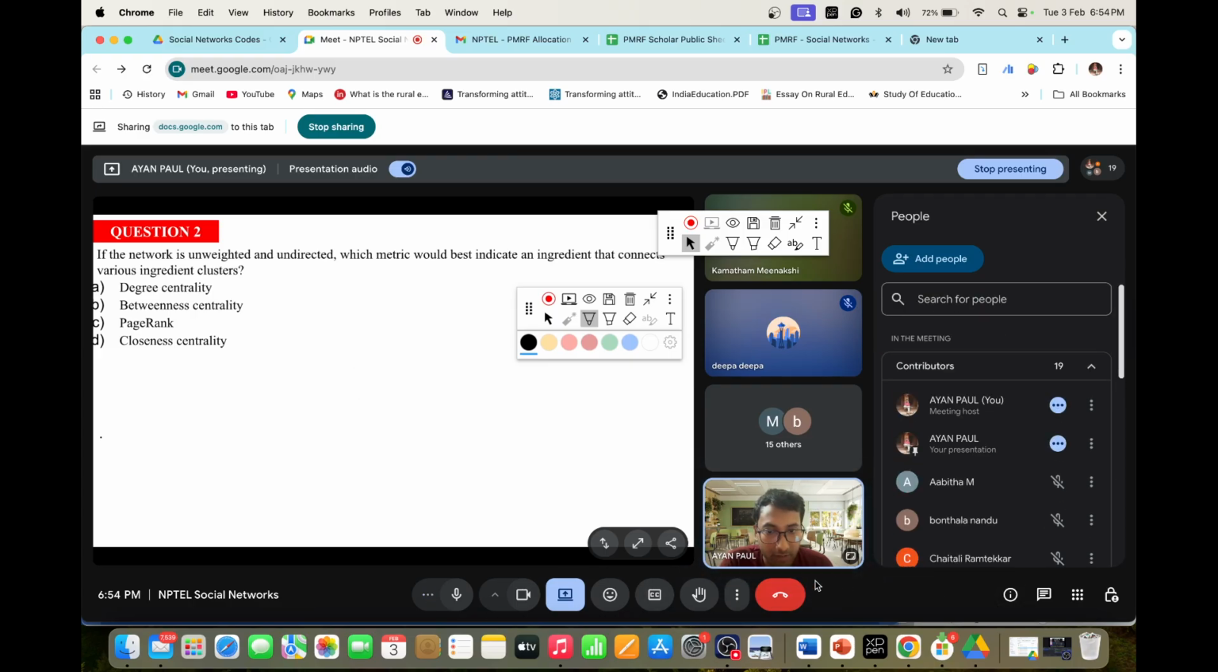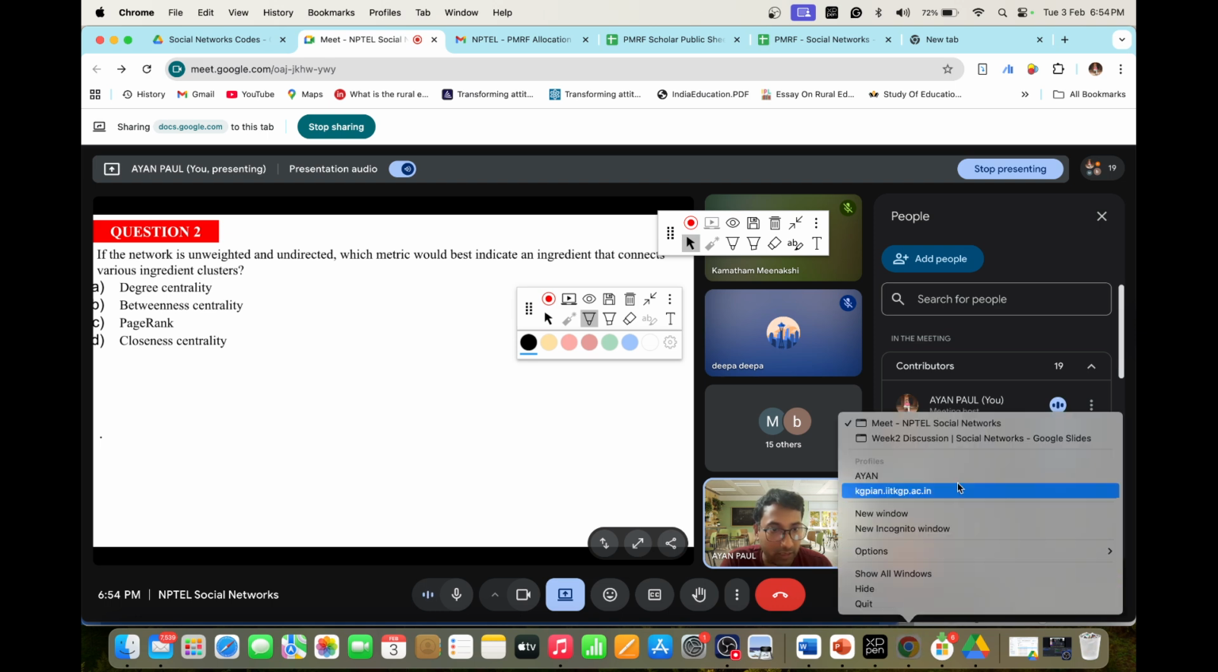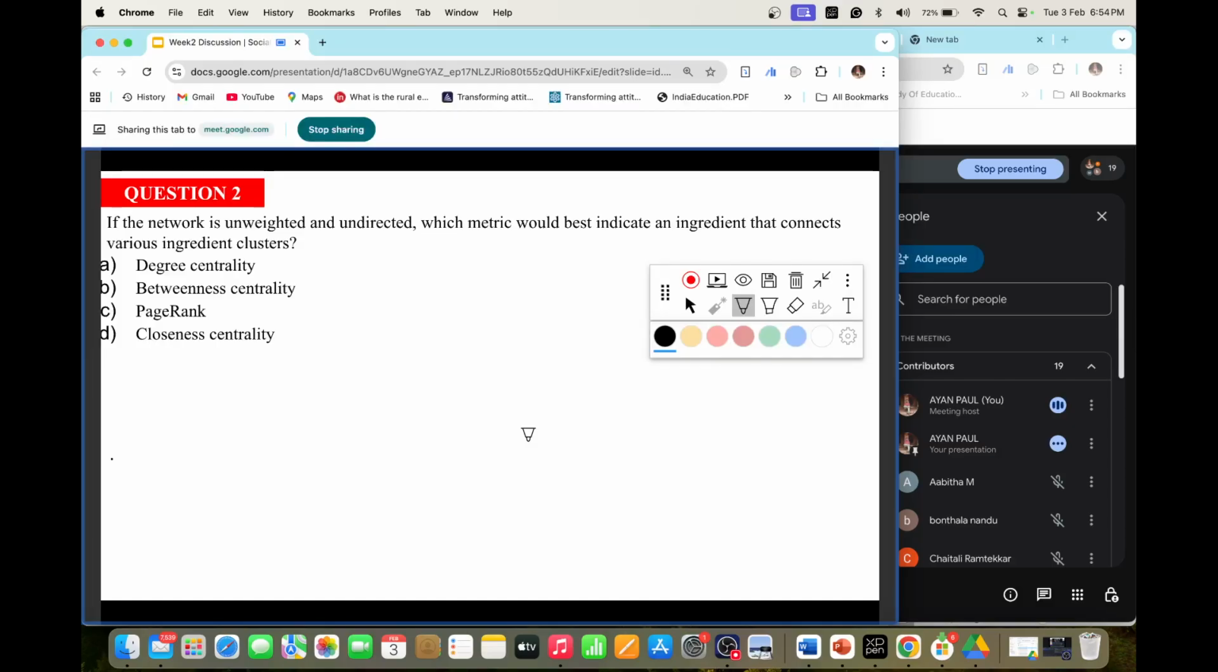Okay. So let's again move on to the discussion. So if the network is unweighted and undirected, which metric would best indicate an ingredient that connects various ingredient clusters? Whether it is degree centrality, betweenness centrality, page rank, or closeness centrality. So what will be the answer?